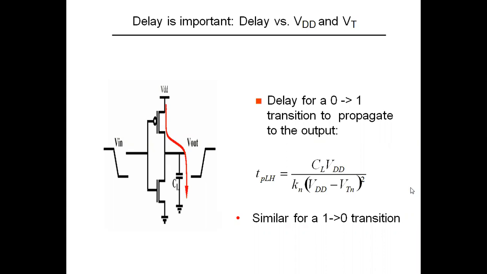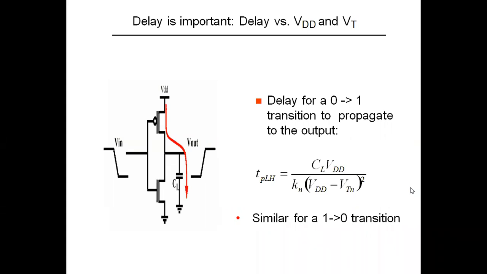The same equation can be used for the TPHL. What is TPHL? That is the propagation delay from high to low. Now in that case, how will this equation get modified?